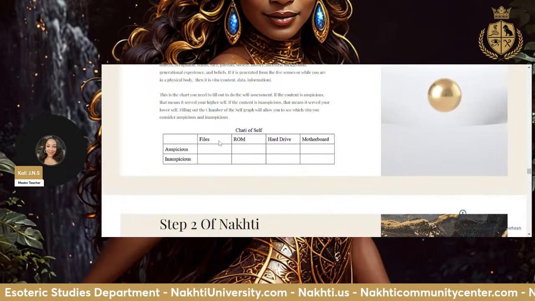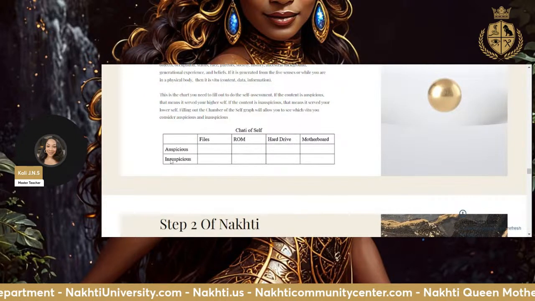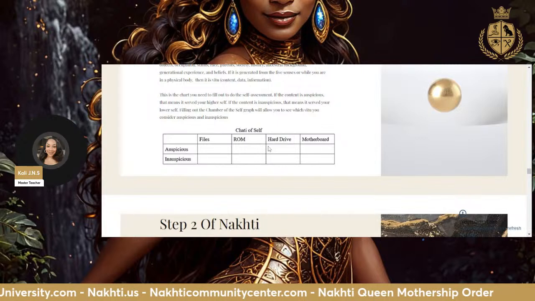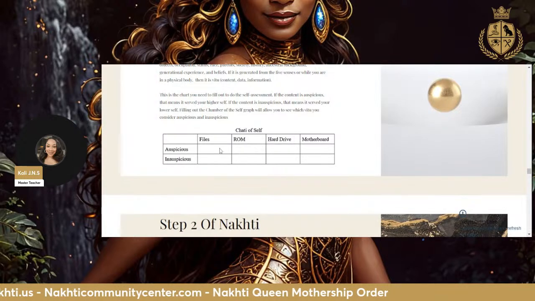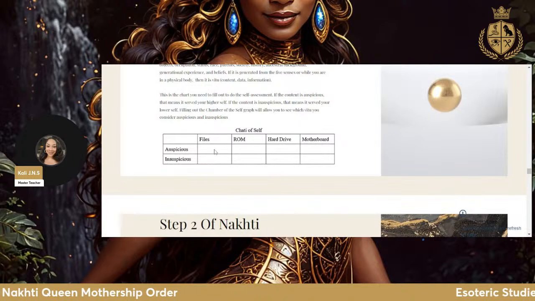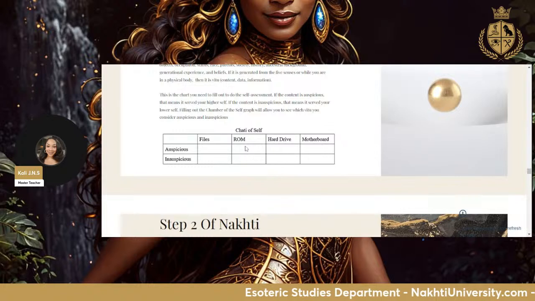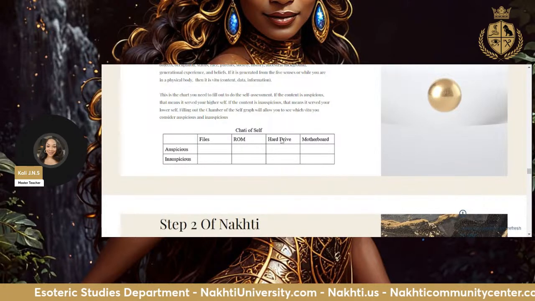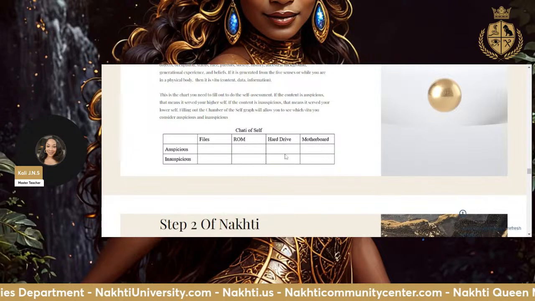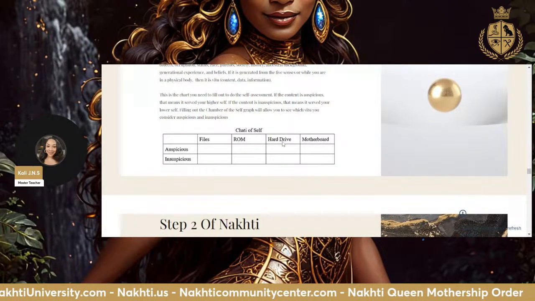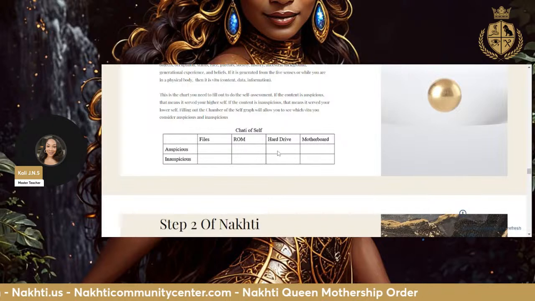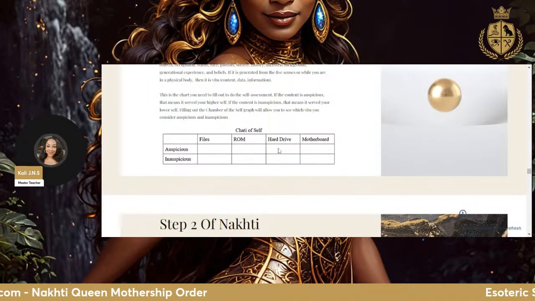Chamber of self chart. Files, ROM, hard drive, or motherboard. Auspicious or inauspicious. Go through your life right now, through your mind, and sit and decide what is programming your conscious mind. The files. What is programming your subconscious mind? The ROM. That means you've got to go through your life experience, childhood experience, and pick what's the first thing that comes up. What's programming your emotional body from the hard drive? That's your ancestral memories, generational memories, oral histories, generational traumas, ancestral traumas. Put it there.